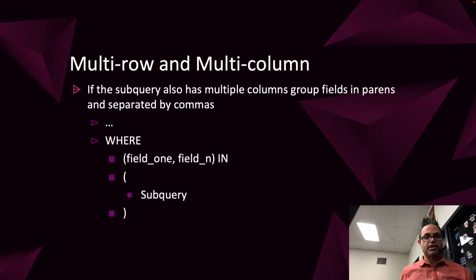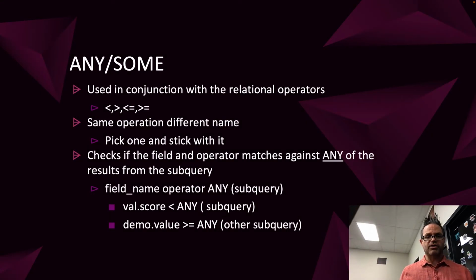And I separate them so I have my field 1, comma, field n, and then for many fields I need to work with, and then my IN keyword, and then my subquery results. And so it'll match all of them. So if I have a 3 column subquery, I'd have to have 3 fields in my parens before the IN clause, just FYI.